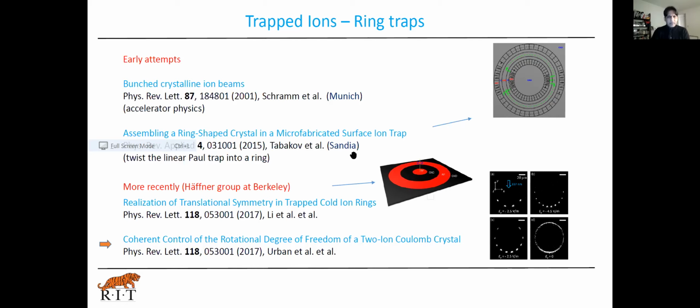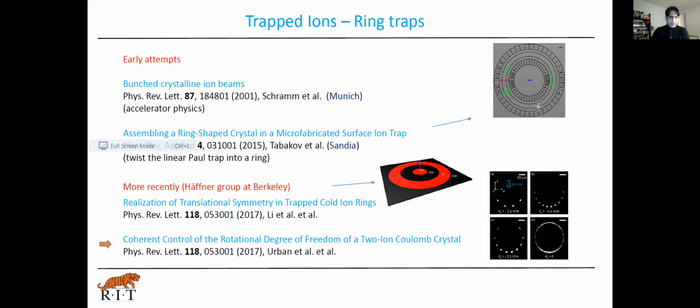There was an attempt at Sandia to have laser-cooled ions assembling in a ring-shaped crystal. And you see the trap here, it's fairly complicated. They ran into problems with having a homogeneous, translationally invariant ring, because there was a gap for the ion input and so on and so forth. So they saw some things, but weren't very successful. The basic idea was to twist what we saw earlier, the linear Paul trap, into circular geometry, and they didn't really follow up too much beyond that.